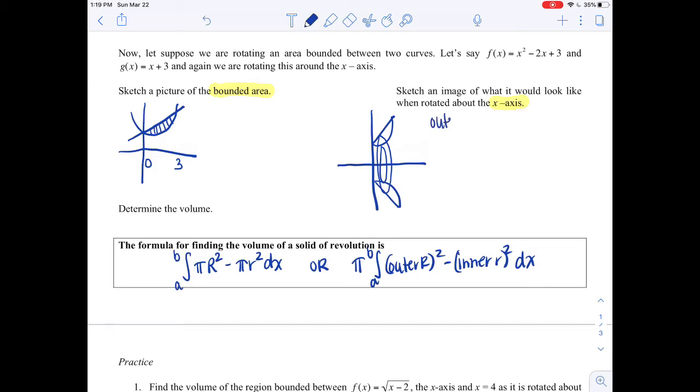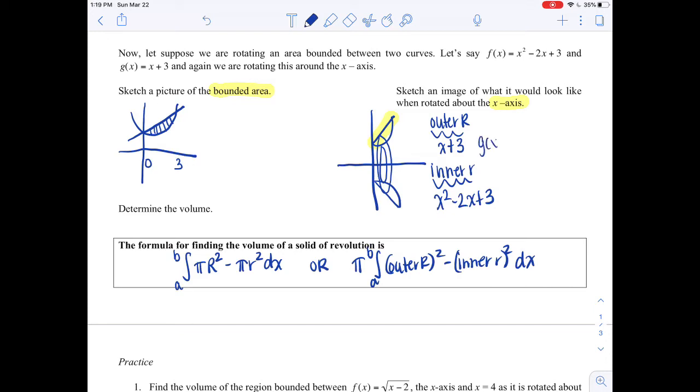Now you should be able to easily figure out what makes your outer radius and what makes your inner radius. If you look at these two functions, I think it's pretty clear that the linear function is making the outside edge. So the outer radius is that linear function x plus 3, or g of x, if that's what you'd like to do in terms of setting that up. Your inner radius then is the other function, x squared minus 2x plus 3.